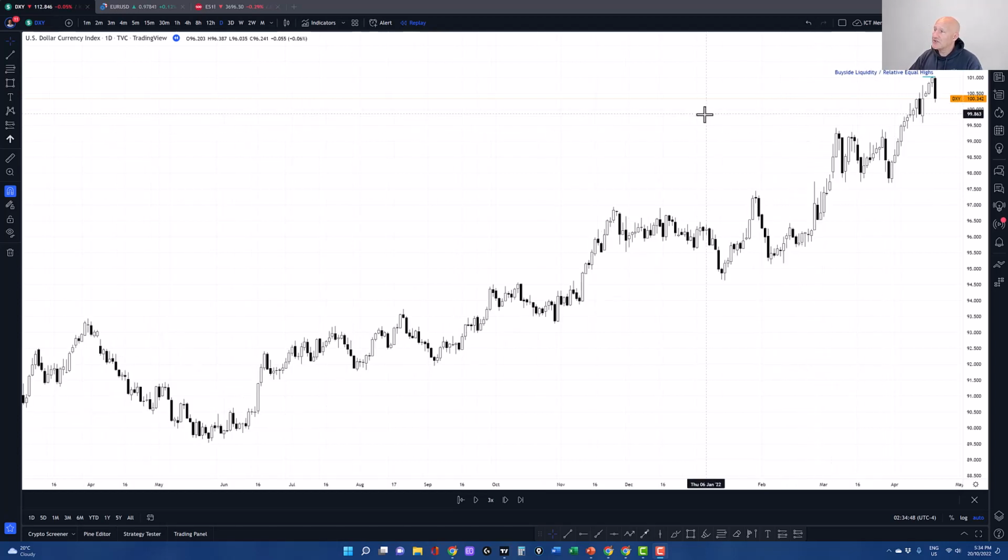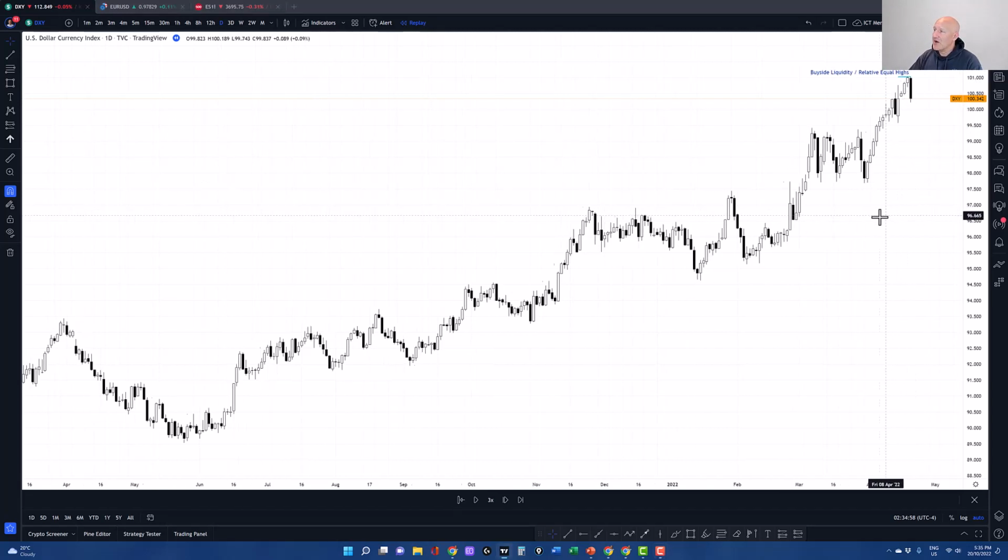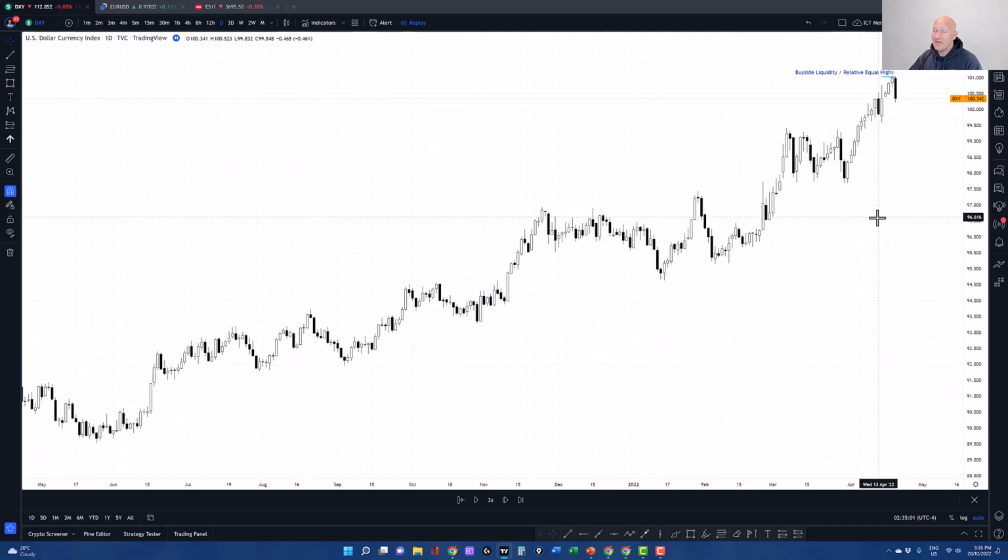But in the video, what he talks about is that the Dixie's gone up to this 101 number, which is what he calls an institutional level or an institutional number before it sells off. Now, one of the things that he talks about giving him an inkling that the dollar will go higher is that we have these relative equal highs here, which are formed on both of these daily candles, and this formation is a bit suspicious.